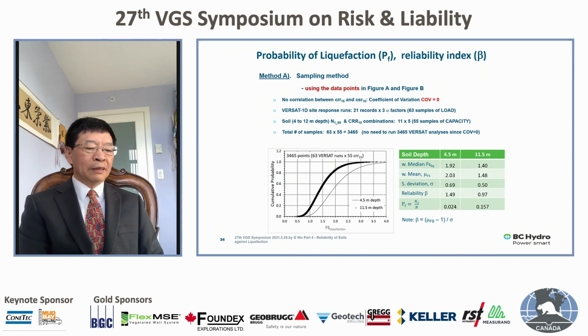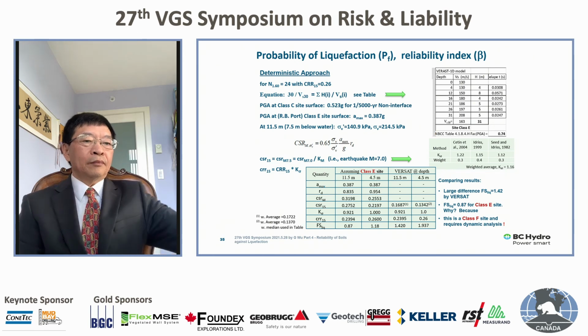So in the table, you will see the probability of failure from the sampling method is 0.157 at the depth of 11.5 meters. So probability of liquefaction is defined by a factor of safety of less than 1. So if you look at the left figure, if you take a factor of safety of 1 and go up, intersect with the two curves, you will get the PF for each of the two sites. Next slide, please.